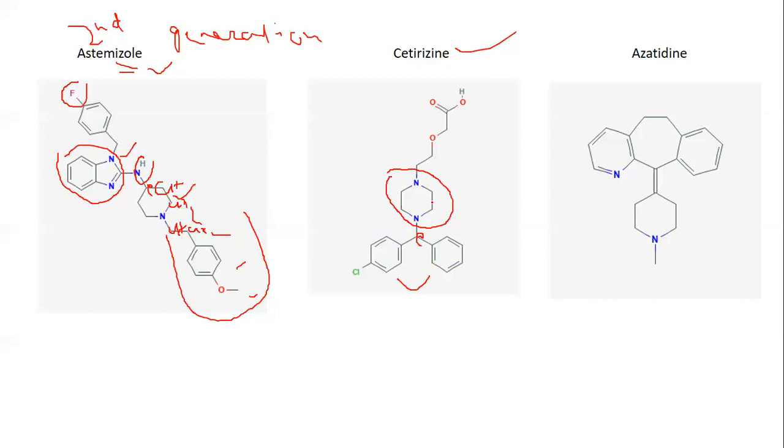Then piperazine, and then the side chain CH2, CH2, O, and then acetic acid. The whole thing here is the acetic acid, so you see CH2, COOH. So in cetirizine, the zine part is coming from this piperazine. The cetirizine is coming from this zine part, that is the piperazine.